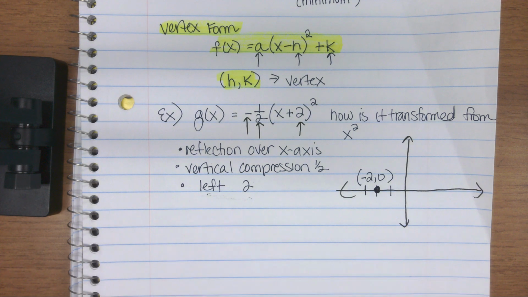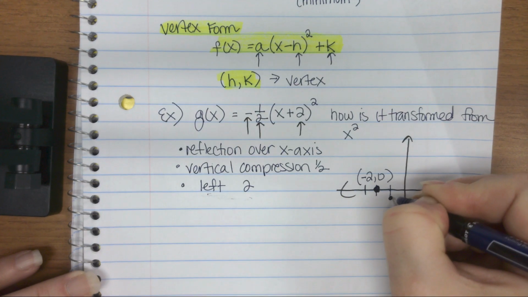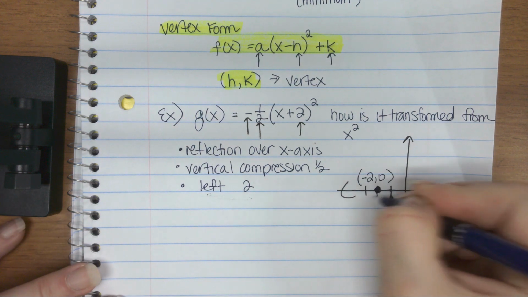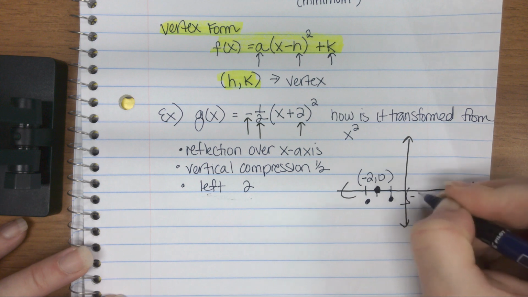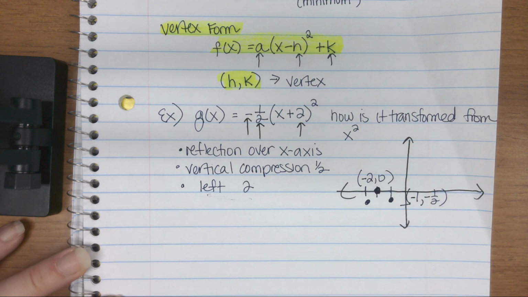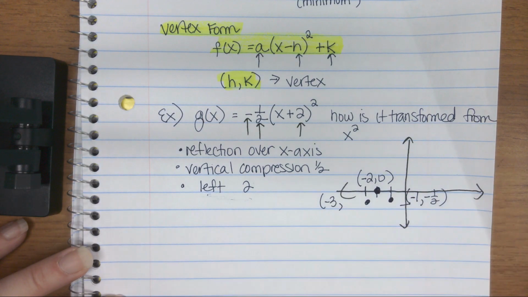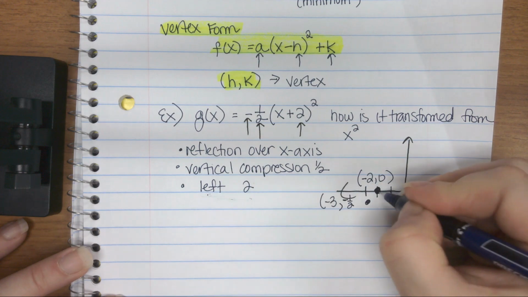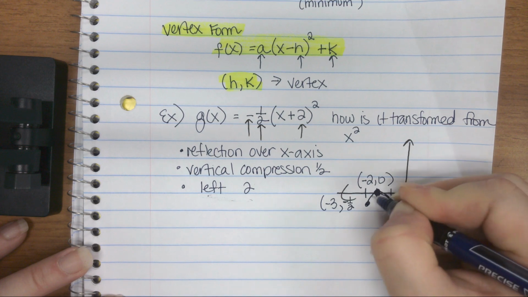1/2. All right, so what we're going to do is we're going to sketch another point. We're going to go over to the right 1, down 1/2, over to the left 1, down 1/2. That's the point -1, -1/2. This is the point -3, -1/2. And you're going to draw, it's a sketch. You're going to draw a U through those points.